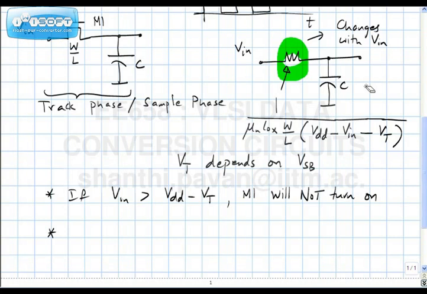So I'll fix that by using a larger transistor, a larger W by L. That should reduce my resistance, thereby increasing bandwidth. So is there a problem with this, or the resistance of this guy depends on the input? So what is happening? Is this a linear system or a non-linear system? The resistance depends on the input.